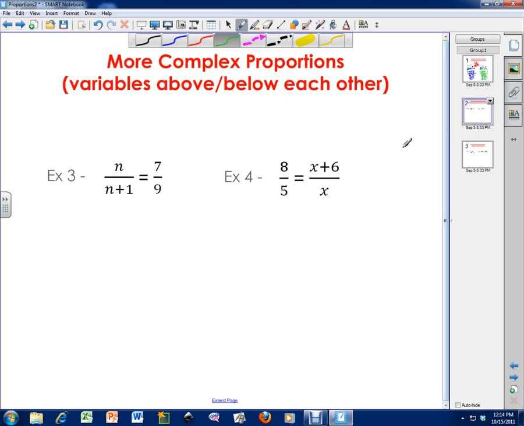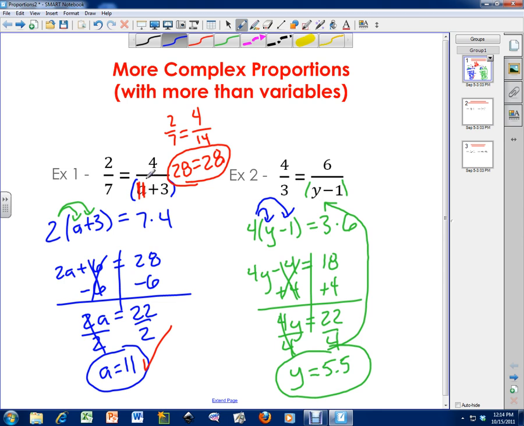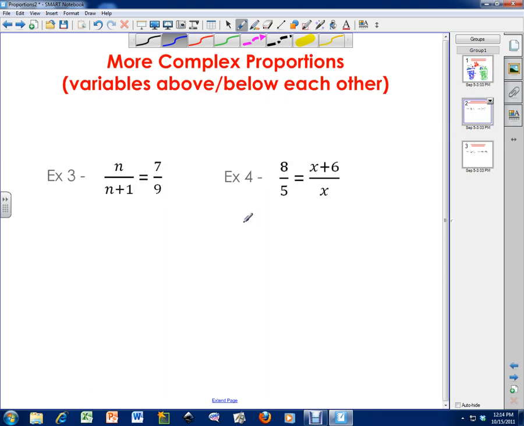Jumping on to a different kind of problem here. Oh my goodness gracious. What am I doing here? We have 2 variables now. Whereas in the last problem we had only 1 variable, now we happen to have 2 variables.